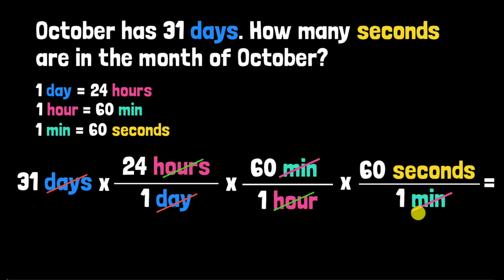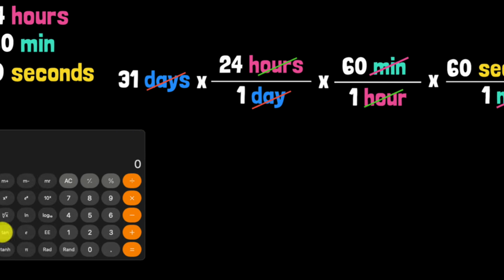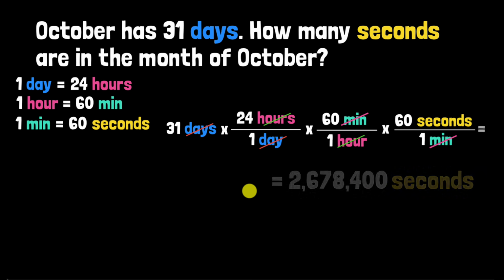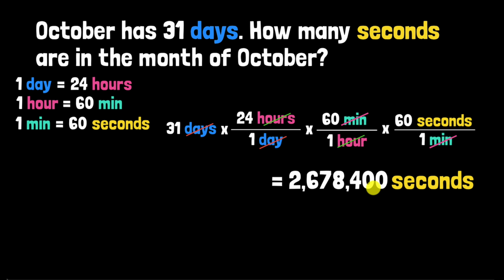I have seconds finally. So now all I have to do is plug this all into my calculator carefully. So let's do that. Here we go. So 31 times 24 times 60 times 60 divided by 1. So that's it. All right. So we have 2678400 seconds. And there you have it.